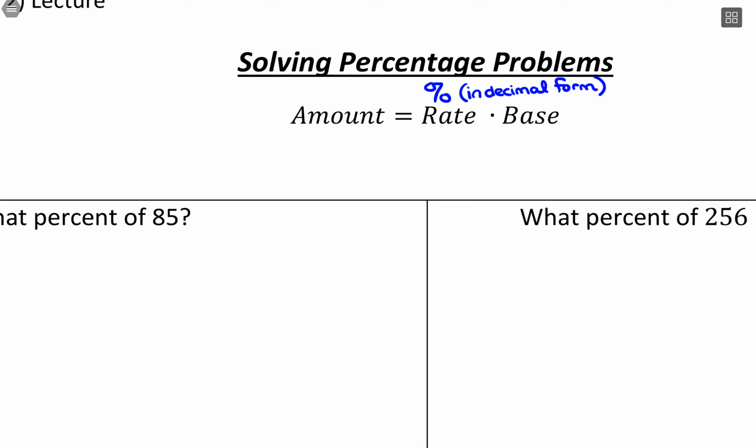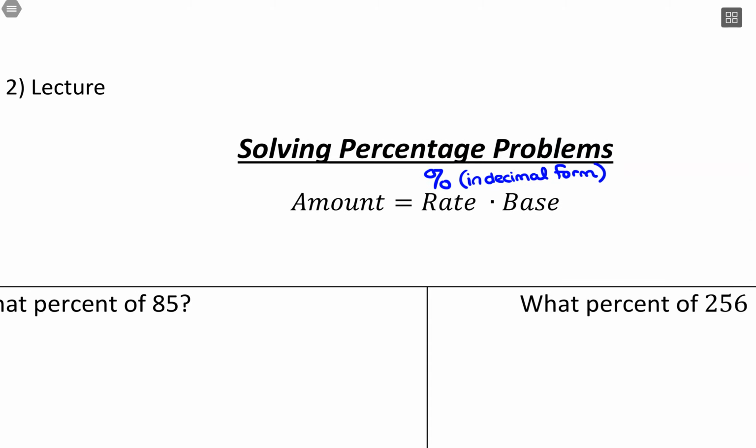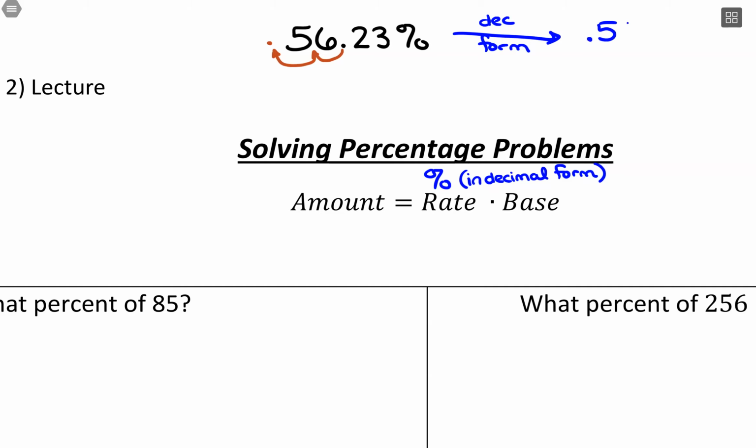So when we work with this setup, we just need to make sure that whatever percentage we have is in decimal form. So just as a refresher, if we have 56.23% and I need to change that to decimal form, then what we would do is pick up that decimal place and move it to the left 2 spots. So that would be a 0.5623. And then we don't have the percent symbol anymore. That gets kind of undone when we move this decimal around.